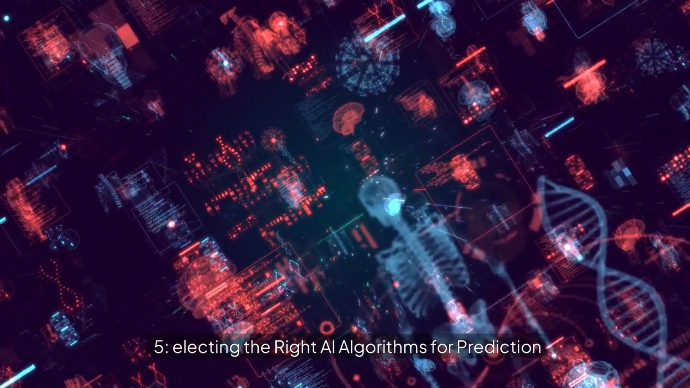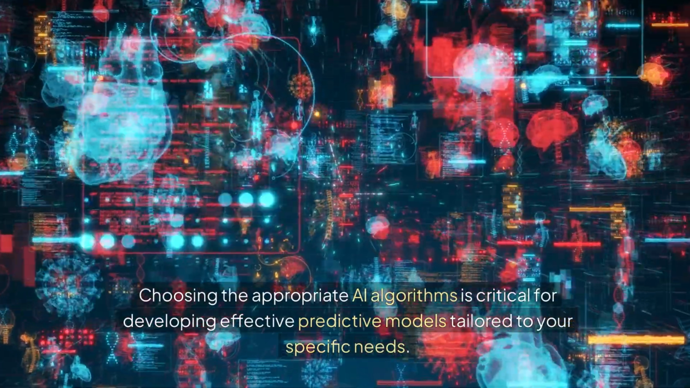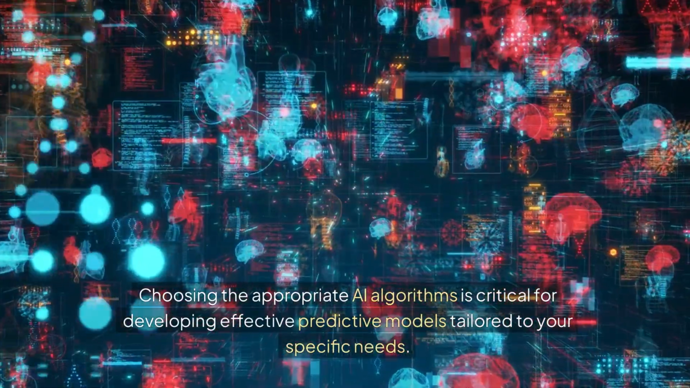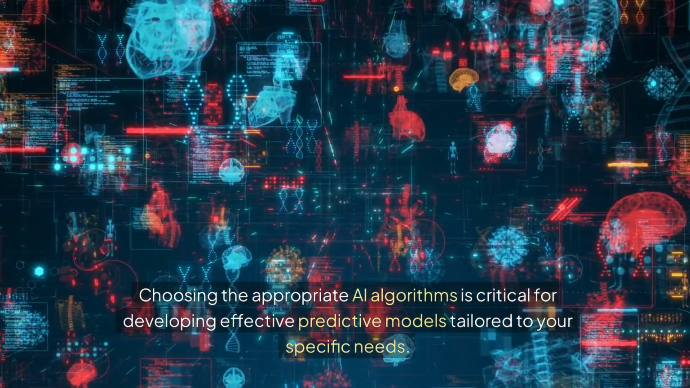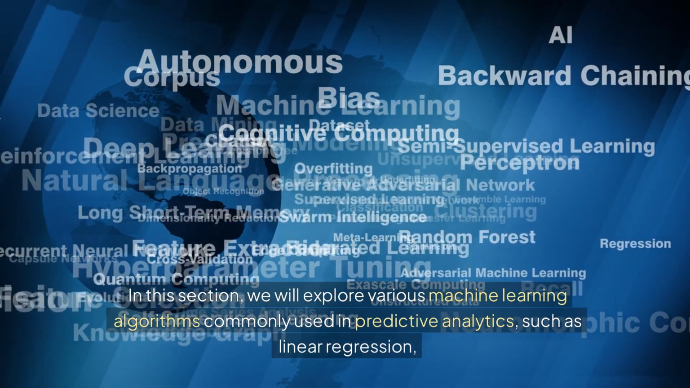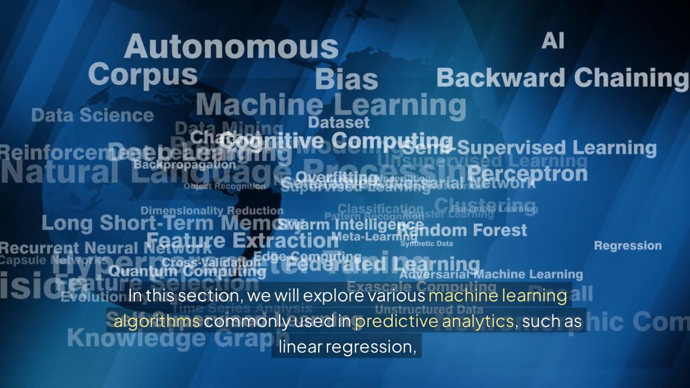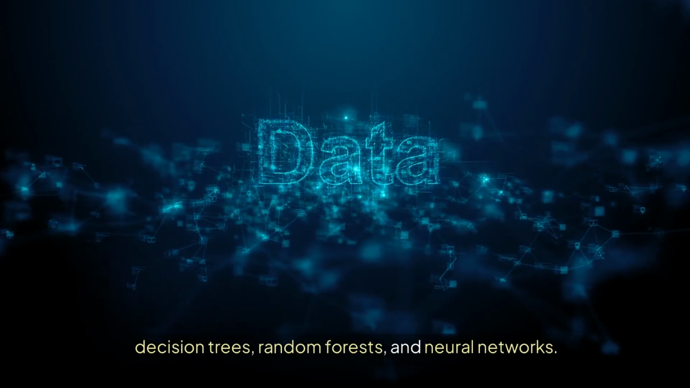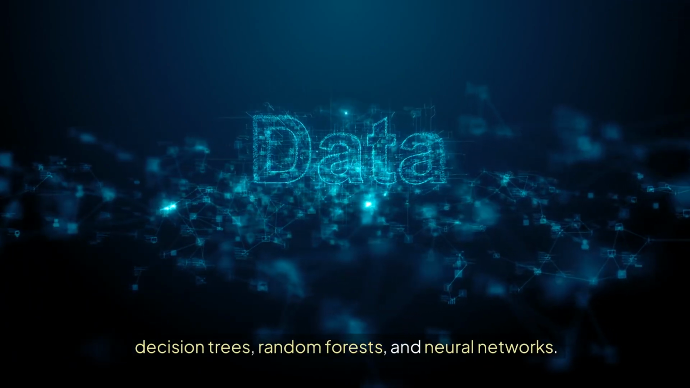5. Selecting the right AI algorithms for prediction. Choosing the appropriate AI algorithms is critical for developing effective predictive models tailored to your specific needs. In this section, we will explore various machine learning algorithms commonly used in predictive analytics, such as linear regression, decision trees, random forests, and neural networks.